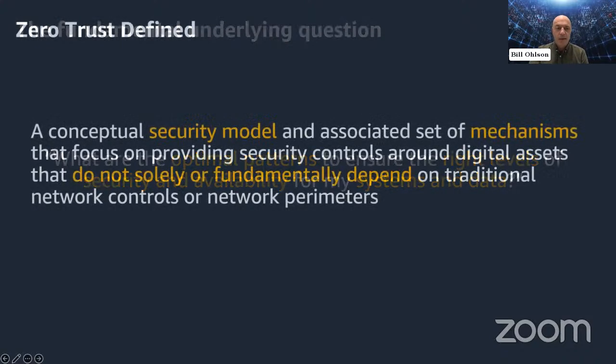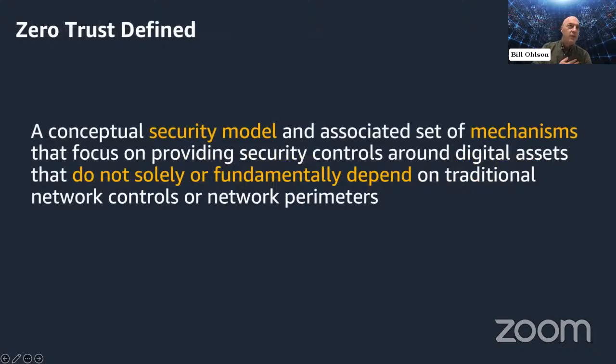But eventually, there's enough questions and demand overlapping between the AWS perspective and zero trust that we wanted to clarify how we see it. And so this is our definition of zero trust, which is a conceptual security model associated with a set of mechanisms that focus on providing security controls around digital assets that do not solely or fundamentally depend on traditional networks or network perimeters. So it aims for simplicity over completeness. And so the general idea here is that with zero trust, you're not going to rely only on the network perimeter. Instead, we're going to bring a wealth of additional sources of context, things like identity and devices, in order to make more granular and frequent decisions about who can access what.